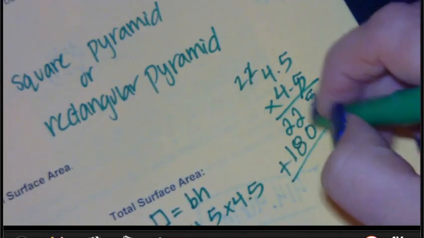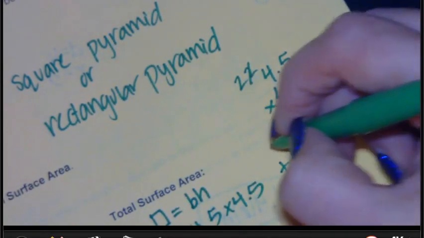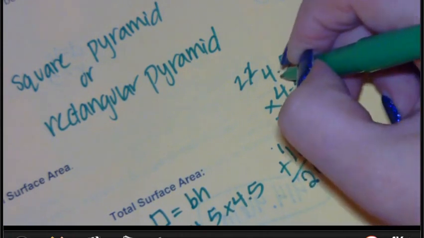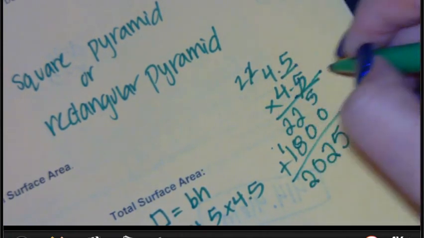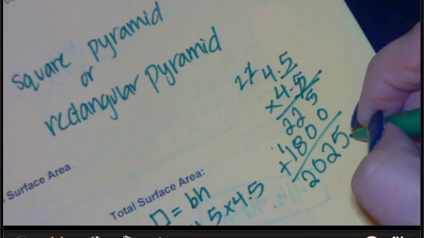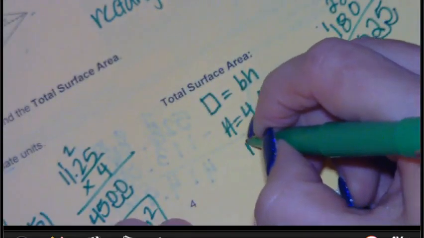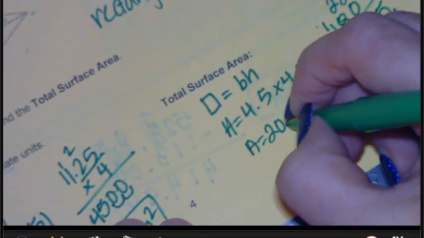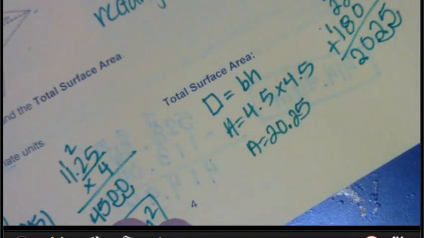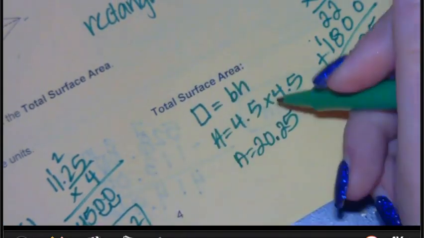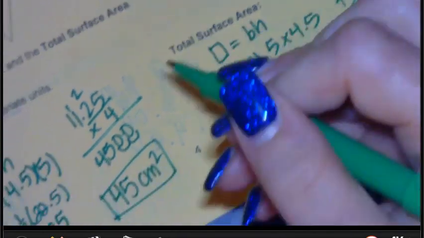5 and 0 is 5. 2 and 0 is 2. 8 and 2 is 10. 1 and 1 is 2. I have a 1 place value here, 1 place value here. I have 2 in total, so I'm going to move my decimal 2 times to give me an area of 20.25. Now, I am not finished with this because total surface area is the area of the base plus the lateral surface area.